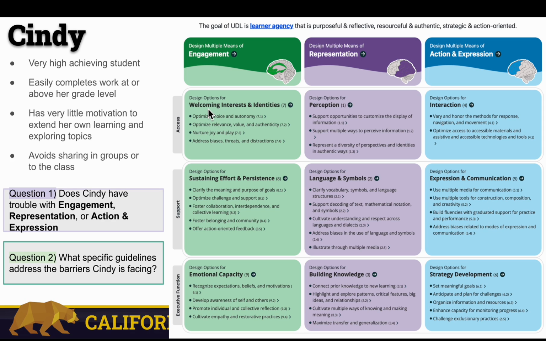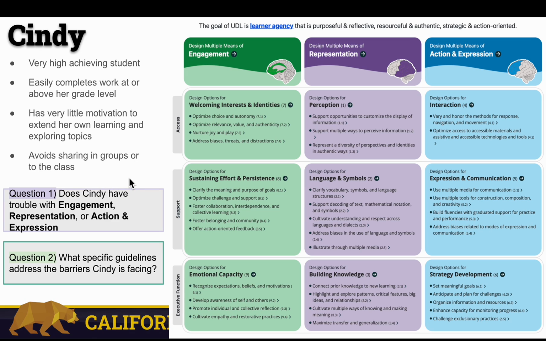However, she has very little motivation to extend her own learning and exploring topics. So, is that something where we need to welcome interest and identities, potentially sustaining effort and persistence? I mean, not really, because she's able to show mastery of it, so it wouldn't be here. Emotional capacity, recognizing expectations, beliefs, and motivation. So that's potentially something that we can do. So when we realize that she has little motivation to extend her own learning, it either has to do with emotional capacity, so there are strategies that we can pull from there, or it has to do with welcoming interest and identities, so there are strategies that we can pull from here. But then this last one here is interesting.